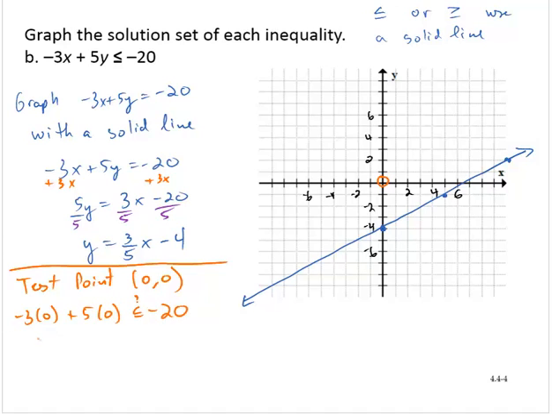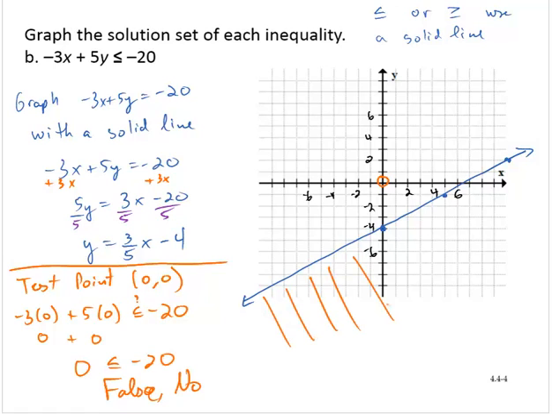Well, let's see, negative 3 times 0 is 0, 5 times 0 is 0, and 0 plus 0 is 0. Is 0 less than or equal to negative 20? Again, that's false. So no, that's not true. So 0, 0 is not a solution, and we would shade the other region that does not contain the test point.